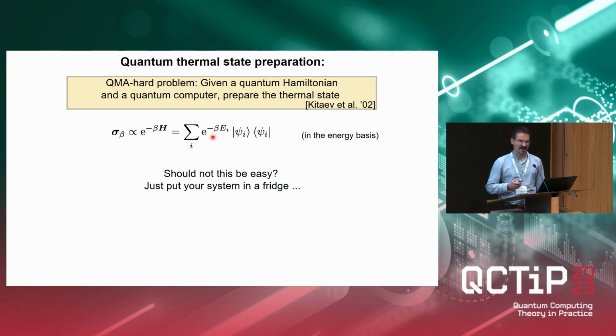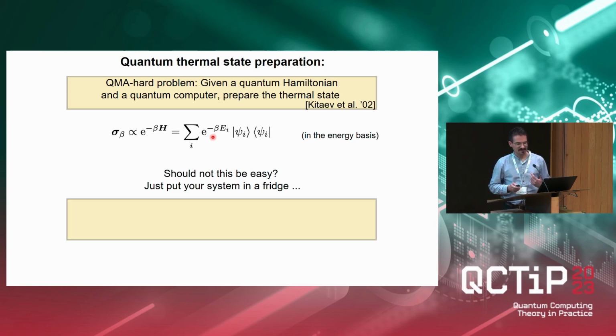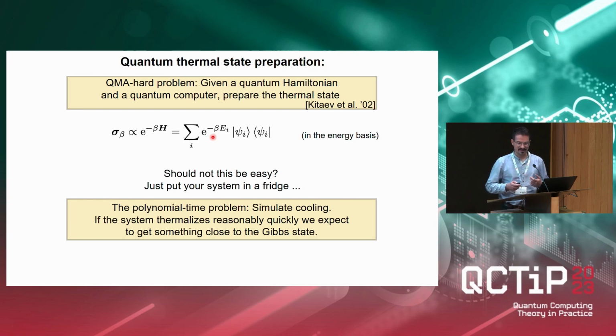However, if you ask a physicist, then probably they reply, well, this should be a very easy problem. Just put your system in the fridge, wait a little bit, and then you are done. So what's the difficulty? If you phrase this problem in a different way, and say, well, just simulate cooling, that should be a polynomial time problem, because we expect that quantum computers are general purpose devices for doing quantum simulations, so this should be just as good as Hamiltonian simulation. And if your system is like most systems where this conventional wisdom applies, that it thermalizes quickly, then just simulating this thermalization process, you should quickly get your Gibbs sample.